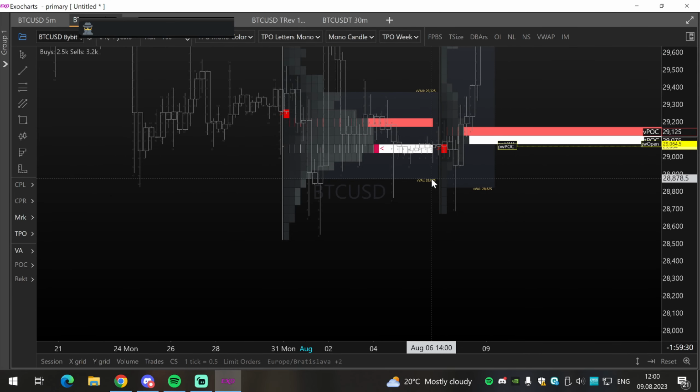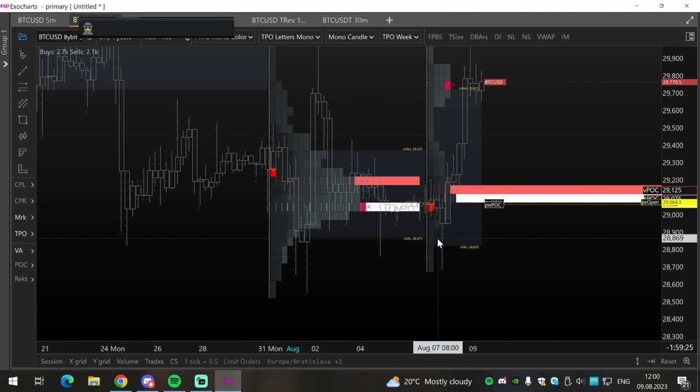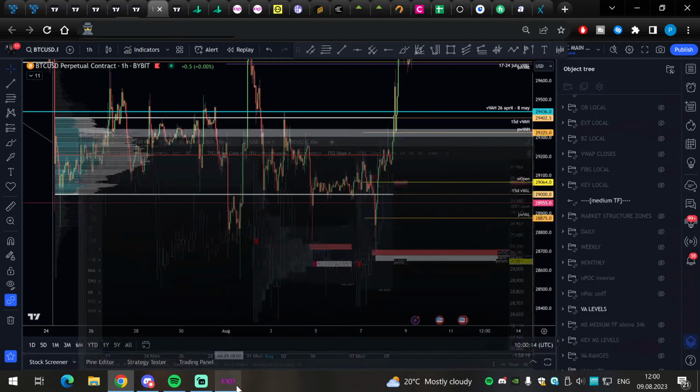You got reclaimed back into the previous week range VAL. It's very important because it's telling you, okay, we might hang up in this range for longer and we can actually rotate this previous week range. So let's go further.